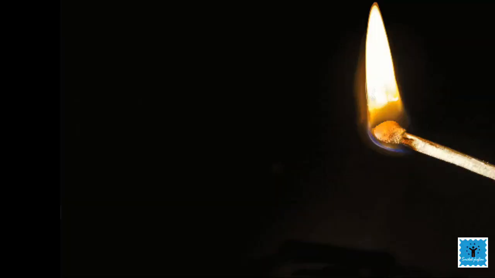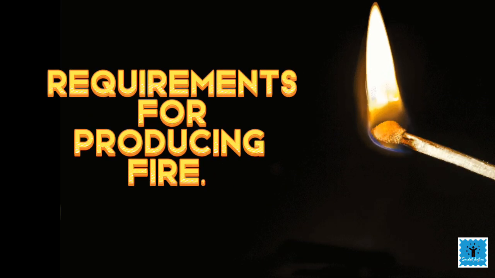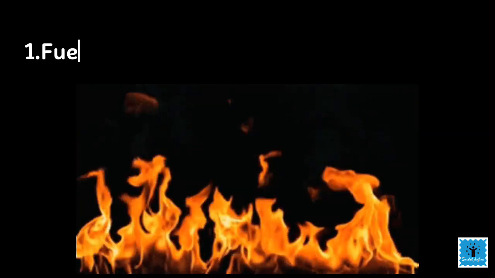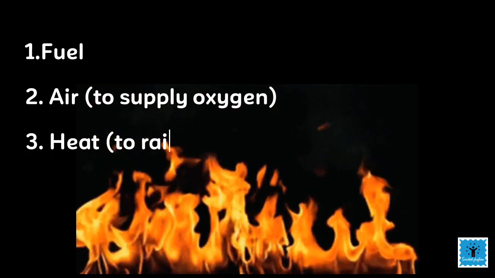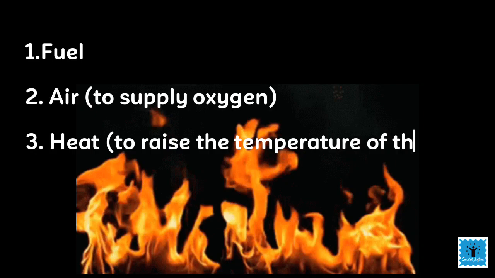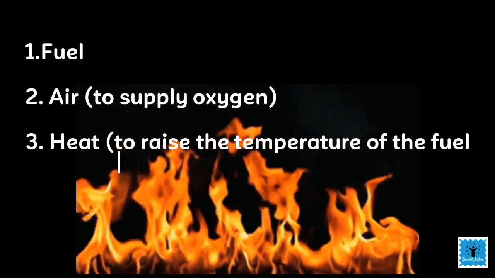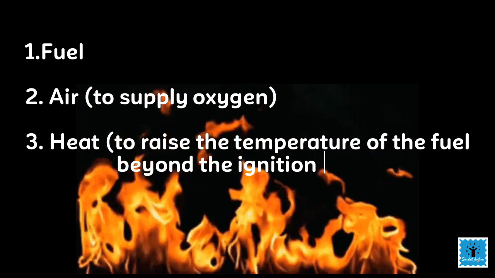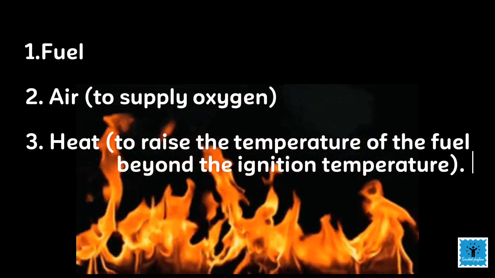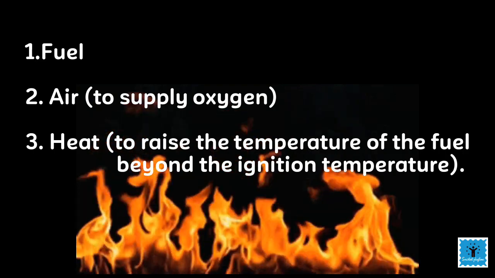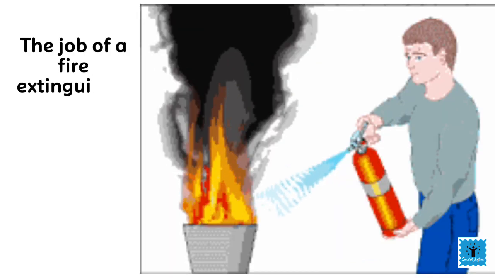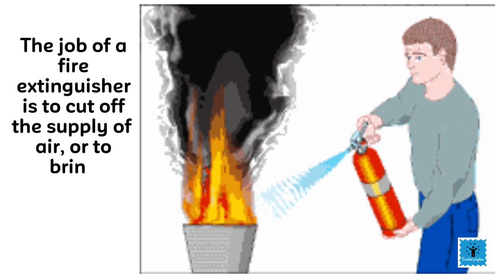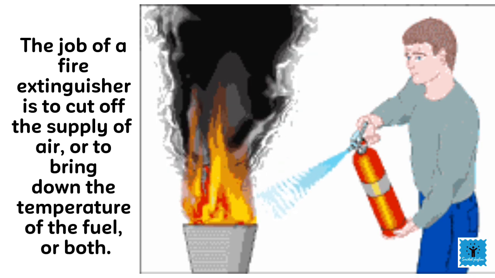It means there are three essential requirements for producing fire. First requirement is the fuel, second is air, especially the supply of oxygen, and third is the temperature. The temperature of the substance should be brought beyond the ignition temperature. We can easily control a fire by removing one or more of these requirements. So normally fire extinguishers are used to extinguish fire. It can either cut off the supply of air or bring down the temperature of the substance.